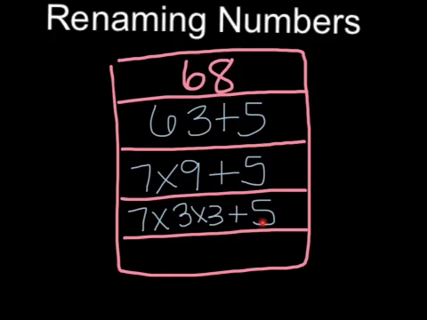We could also name this number using subtraction. So we could just make it 70 minus 2, and that also equals 68. There are many, many ways to rename the number 68, and there are many, many ways to rename quite a few numbers. So just do some thinking about different operations and different ways that you can achieve the number that you're presented with, and renaming numbers will be simple.